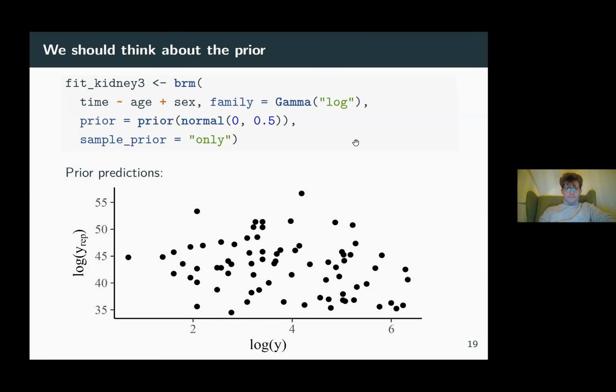Okay. More questions so far? Yes. There was a follow-up to the PP check question.